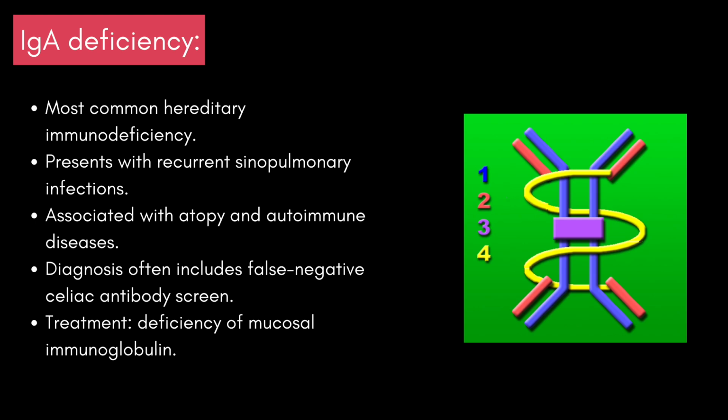Next, let's take a look at IgA deficiency, most common hereditary immunodeficiency, presents with recurrent sinopulmonary infections, associated with atopy and autoimmune diseases. Diagnosis often includes false negative celiac antibody screen. Treatment, deficiency of mucosal immunoglobulin.